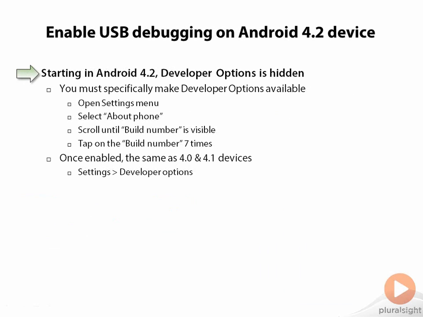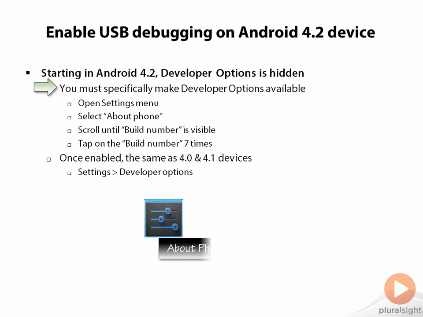In other words, when you go buy a phone and you look all around and all through it, you'll find there is no developer options on there. Now, it turns out it's available, you just got to find it. So what you have to do is go through a process to specifically make the developer options available. So what we have to do is we open up our settings menu.